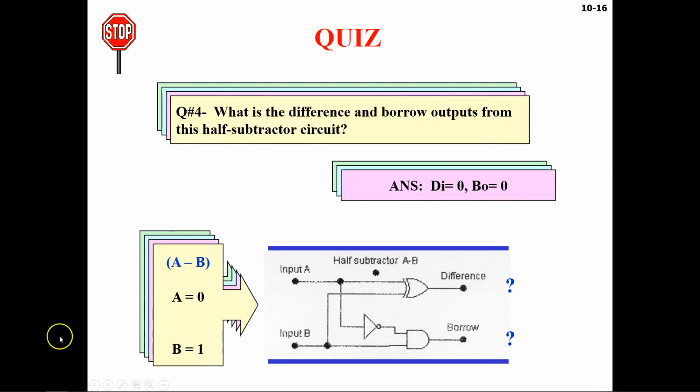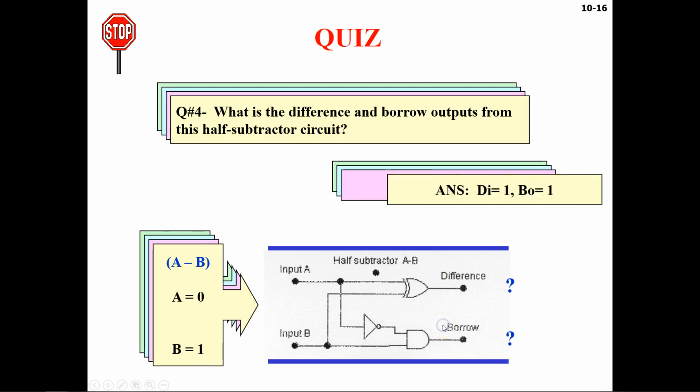And then if you have A equals 0 and B equals 1, this is the case when we are going to have the borrow, because in this case A is smaller and B is greater. So 0 minus 1, in this case you are going to have a borrow. We assume that A has taken a borrow from the left, and that makes this number 2, which means 10. If you subtract 1 from 10, then you will have 1 as a difference and 1 as a borrow. So the difference is 1 and the borrow is 1. So this was your half subtractor.